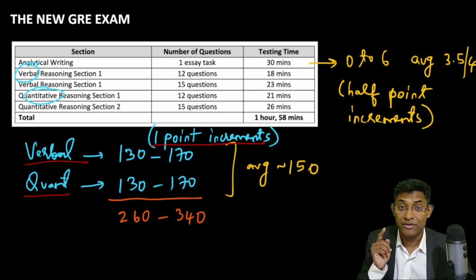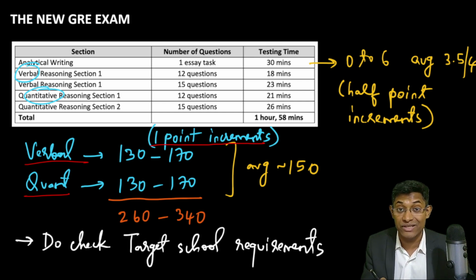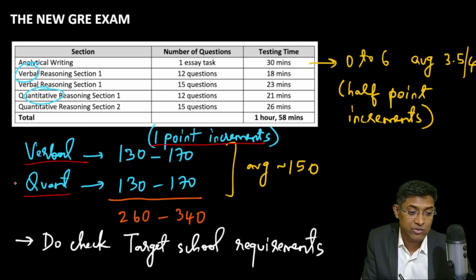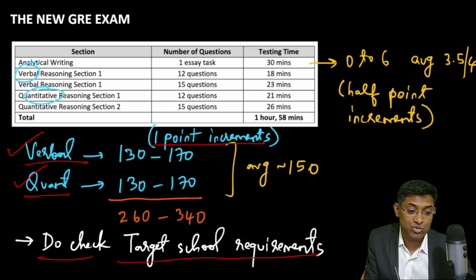All right, now remember, it's very important that you check any requirements that your target school may have, so that you can ensure that you meet those requirements, because requirements can vary from program to program that you're targeting. For example, if you're targeting an engineering program, probably it would have a requirement for a higher quant score, and let's say you're targeting an English literature program, in such a case there may be a requirement for a higher verbal score. So do check the target school requirements, that will come in very handy.